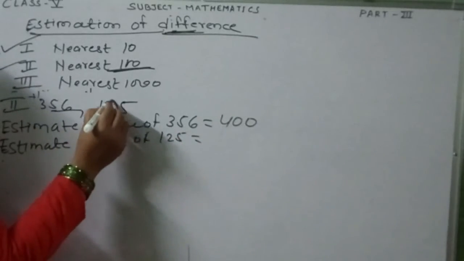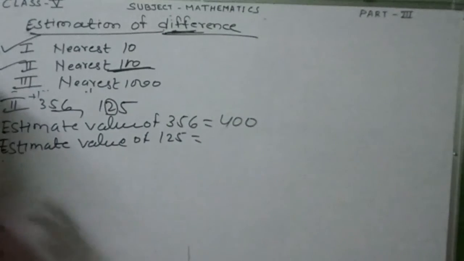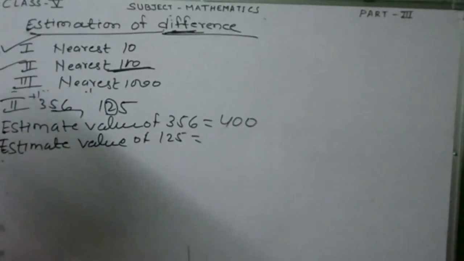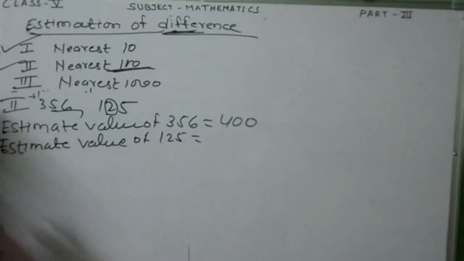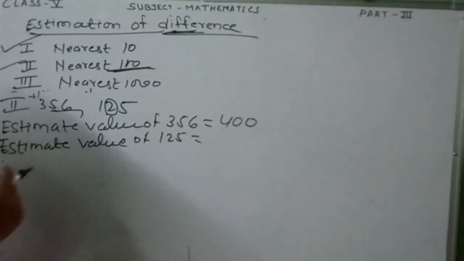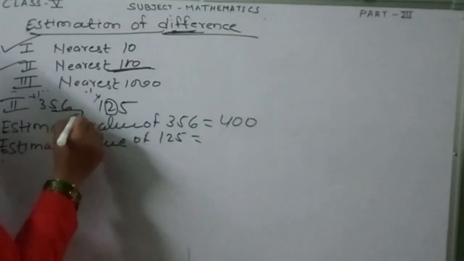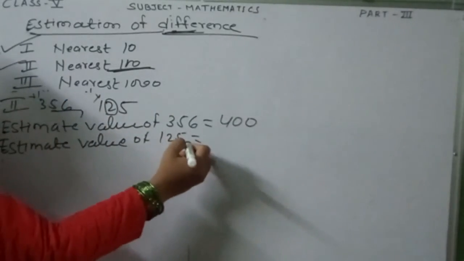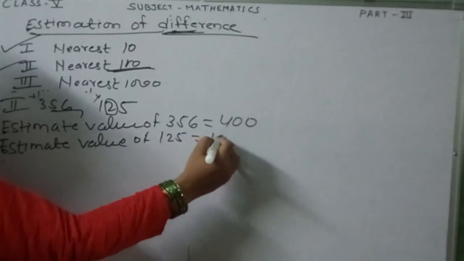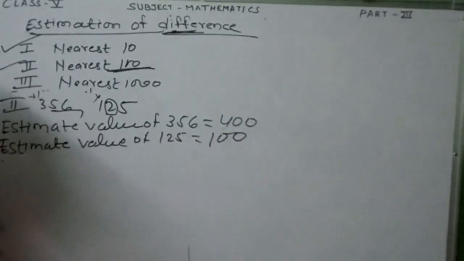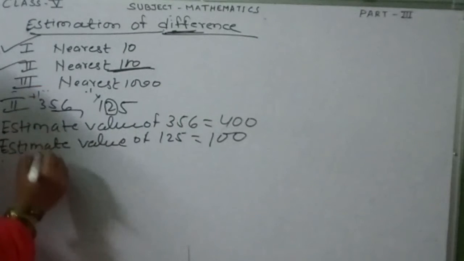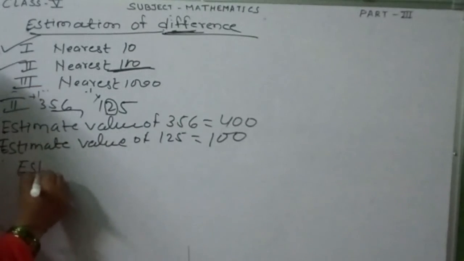Now the estimate value of 125. Here which digit do we have to compare? The tens digit 2, with 5, and 2 is less than 5. Then no need to give any more here. We will keep the number, so it will be 1 and the next two digits will be 0, 0. Then we have to find the estimate difference.